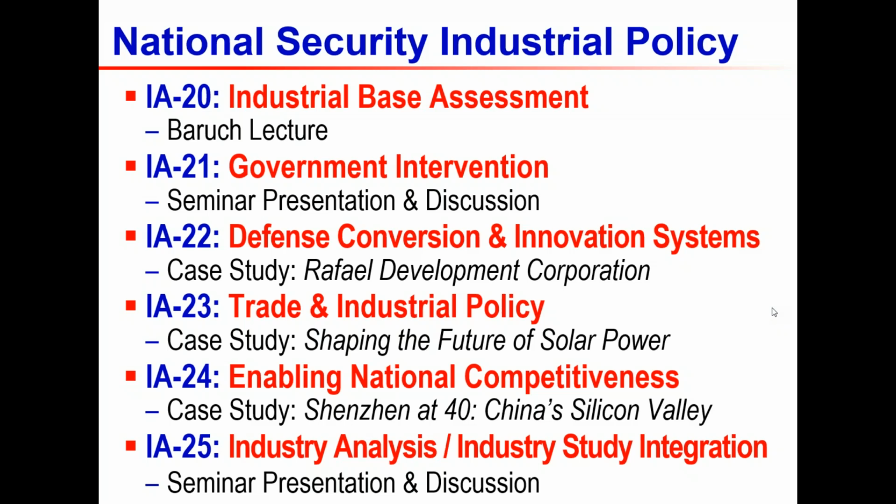Then lesson 23, IA-20, is going to be a case study about solar, about shaping the future of solar power, and about the use of industrial and trade policy to sort of shape the future of solar power in a competition between U.S. and China in that regard. Lesson 24 is going to be about how countries enable national competitiveness, create the conditions for national competitiveness. And we're going to use the example of Shenzhen, right? So the Shenzhen cluster, sort of China's Silicon Valley, and what has been Chinese industrial policy. And then finally, lesson 25 is going to be sort of integrating industry analysis to your industry study, in particular a lesson that will allow us to review some of these ideas, but also apply them specifically, understand what this means for industrial policy within the scope of your industry study.